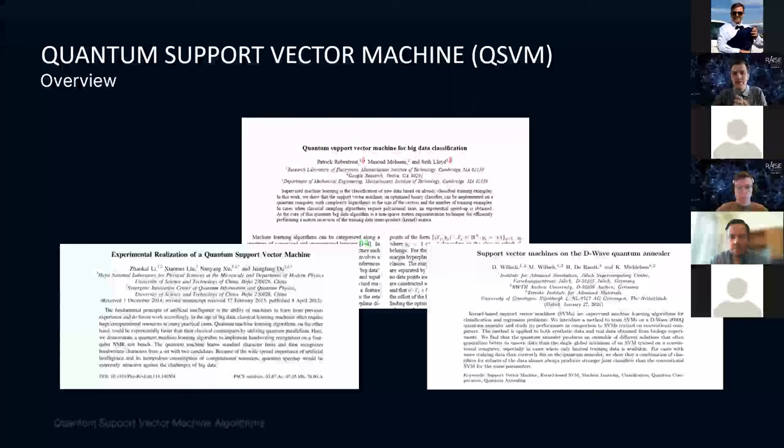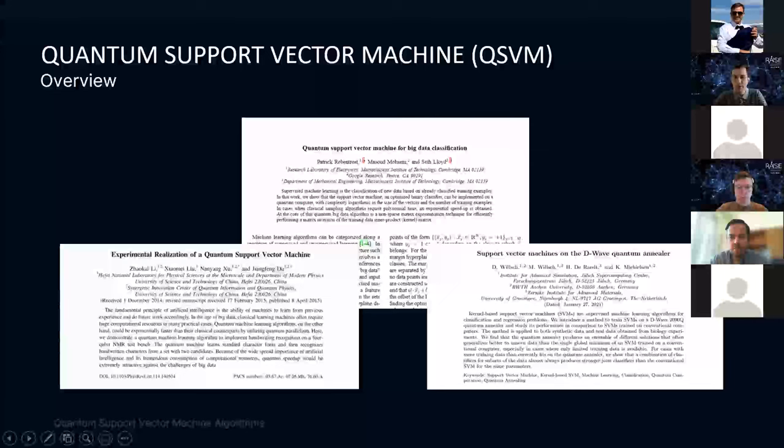So these are three of the most famous contributions to the quantum support vector machines. And the three of them are all different in the structure, the ideas, and the results. So I will try to clarify what those differences are.